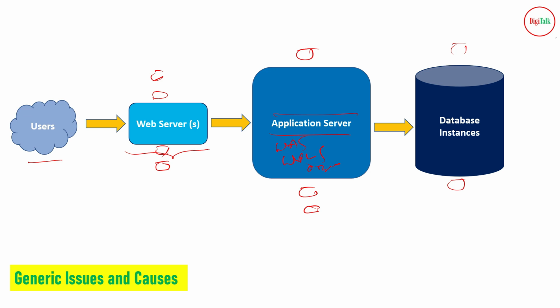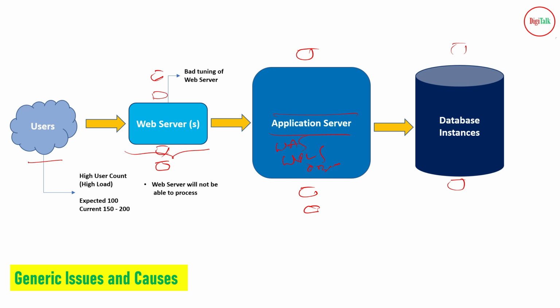Okay, now what are the different areas where you need to tune, or where you may have to do certain kind of troubleshooting? So now you can see we have different layers. We have a web server, we have an application server, we have a database instance, right? So issues can be at any end. It's not about a specific application server.